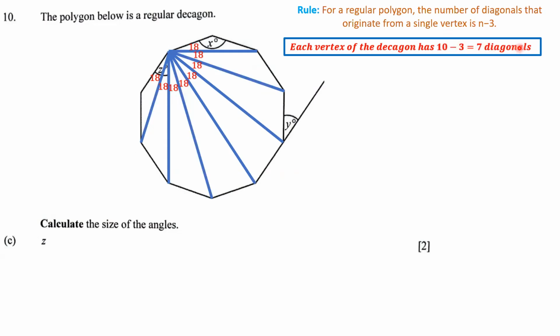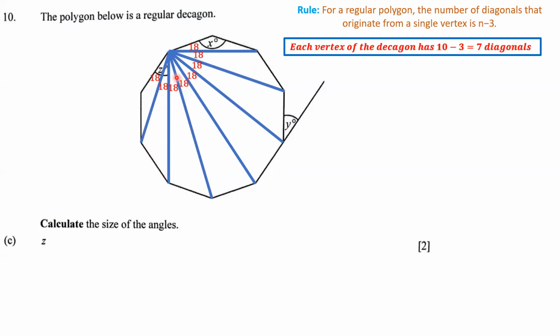What does that mean? If we come to this particular vertex, we should be able to draw 7 diagonals from it. How many diagonals can we draw? This one is one diagonal, this is 2, this is 3, this is 4, this is 5, this is 6, and this is 7. So it is true: from this vertex we are able to draw 7 diagonals. It is the same thing for each vertex of this decagon.